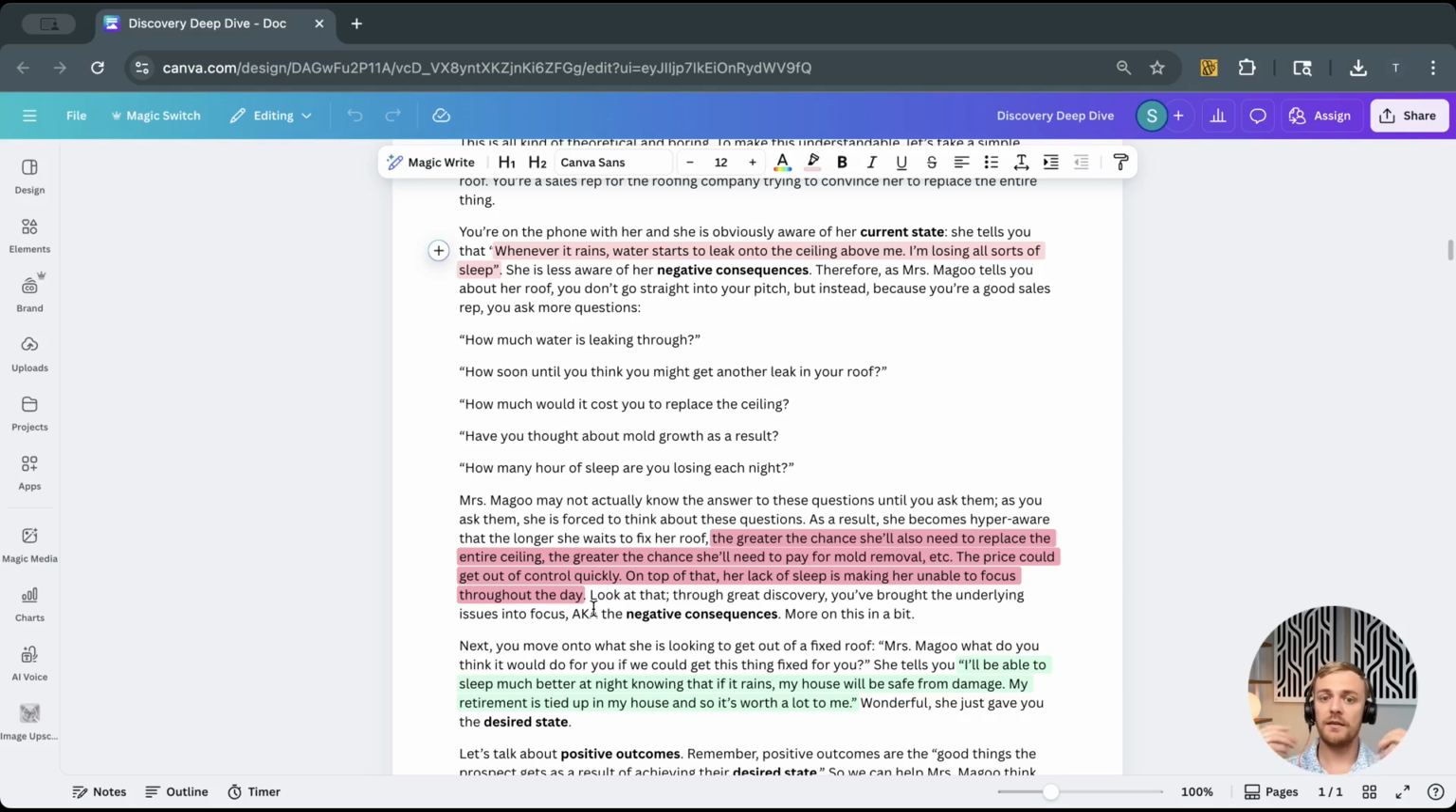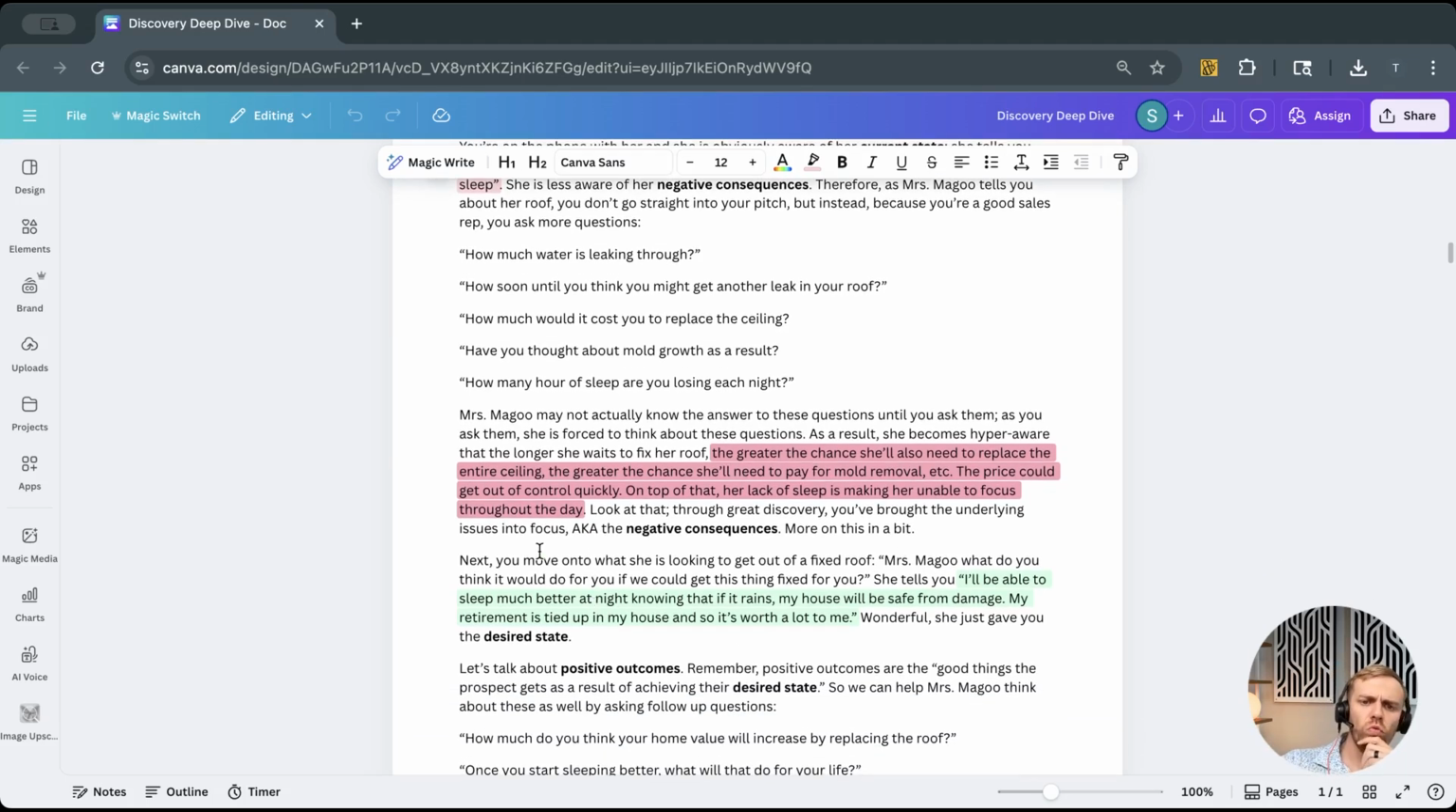So again, these things always existed, but by asking good questions, you start putting the microscope on all the bad stuff that's happening, which makes her feel that pain a lot more and makes her realize it's basically a way to create urgency, or highlight urgency is a better way to say it.